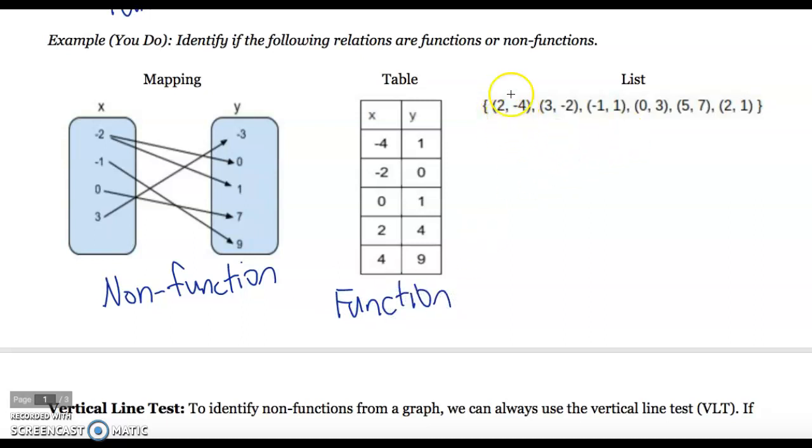And then the list here, we just got to check and make sure each of our x values only goes to one y value. So 2 goes to -4, 3 goes to -2, -1 goes to 1, 0 to 3, 5 to 7. Then we run into a bit of an issue here, because we'll notice that 2 here goes to 1, but 2 here also goes to -4. So you have a repeated x value that goes to different y values. So we would say that this one's not a function, it's a non-function, because it seems like your number 2 has 2 separate birthdays. Okay, so that's how you tell from a mapping, a table, or a list.